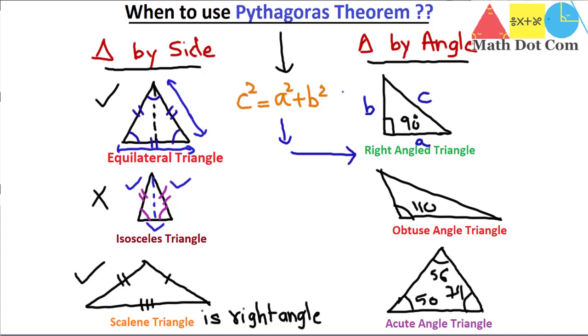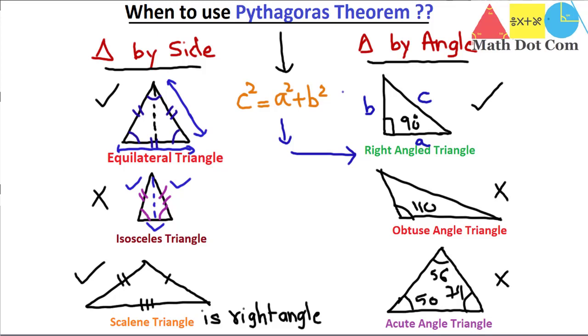Then we have the right angle triangle, so it's obvious we have to use the Pythagoras theorem in order to find the sides or the measurement of the sides. Then we have the obtuse angle triangle. In an obtuse angle triangle, we don't have a 90-degree angle, as one angle is greater than 90, and no other angle equals 90, so we cannot use the Pythagoras theorem. Then the acute angle triangle. In an acute angle triangle, all the angles are less than 90 degrees, so we cannot use the Pythagoras theorem in such a triangle as well. So the Pythagoras theorem is basically used where at least one angle of the triangle equals 90 degrees.